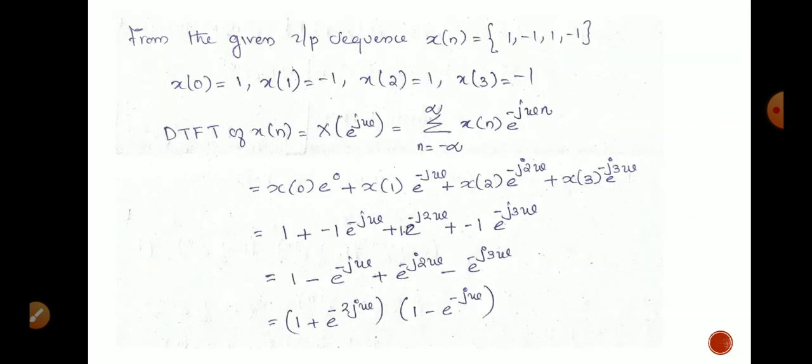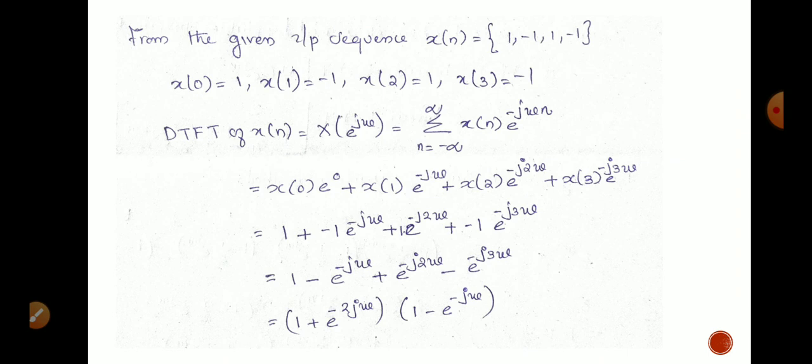Let us see how we can do this problem. From the given input sequence x of n equal to 1, minus 1, 1, minus 1, these are our given samples. Then from this input sequence we can write x of 0 equal to 1, x of 1 equal to minus 1, x of 2 equal to 1 and x of 3 equal to minus 1.